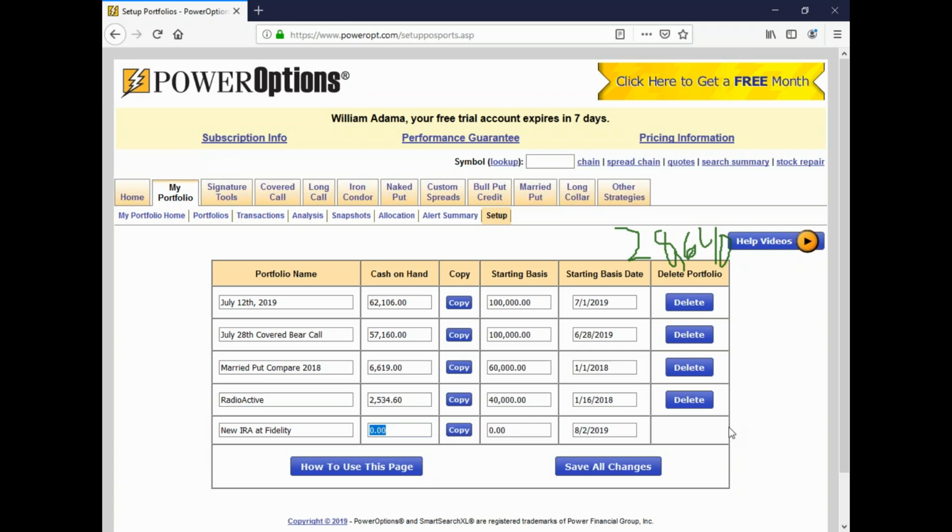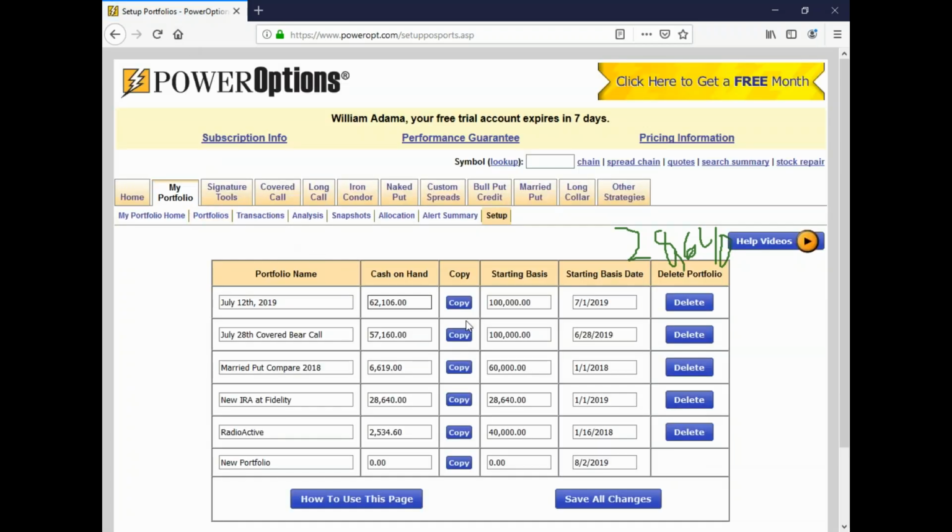When I'm starting the portfolio, Ray, what I'm going to do is put my cash on hand at $28,640. And I'm going to copy that over to the starting basis. And I might change the starting basis date. You said positions 21 years to 3 weeks old. So I might put the starting basis back that far, but it really doesn't count. I might just start it at 1/1/2019. Because you know the cost basis of all the stock positions in your portfolio that you've been holding for 21 years. And that's what I might use. Okay, so let's save all changes. Now, that just saves it.